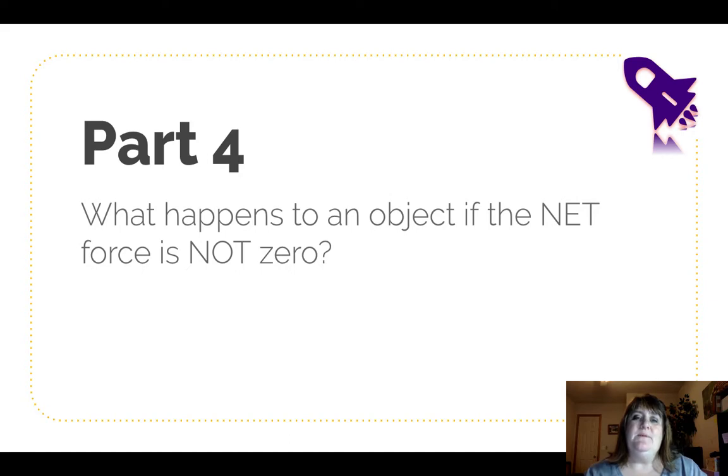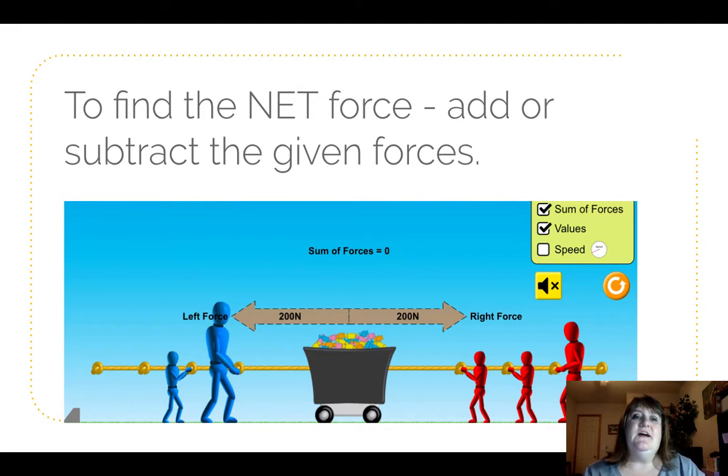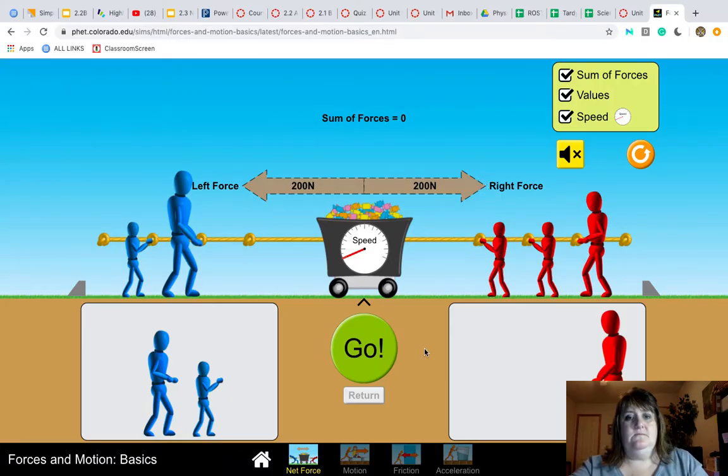So, what happens to an object if the net force is not 0? To find the net force, remember that you add the given forces. So what is going to happen in this situation? Let's go see. You can see that I've added the speedometer, right? What do you think is going to happen? If I push go, well, let's see.